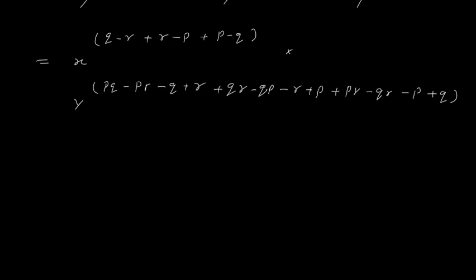So this is equal to x power. Now this q and this minus q, they will cancel. So this q and q will cancel.